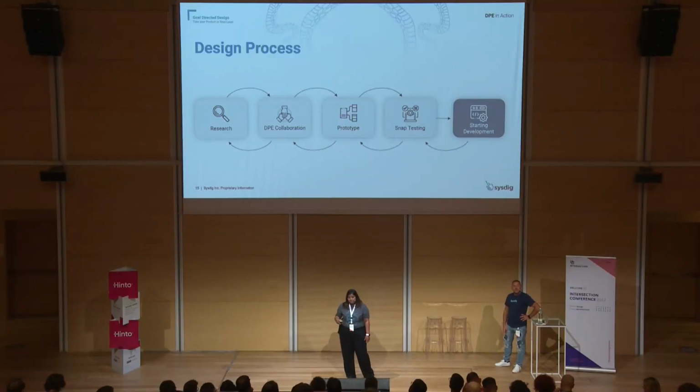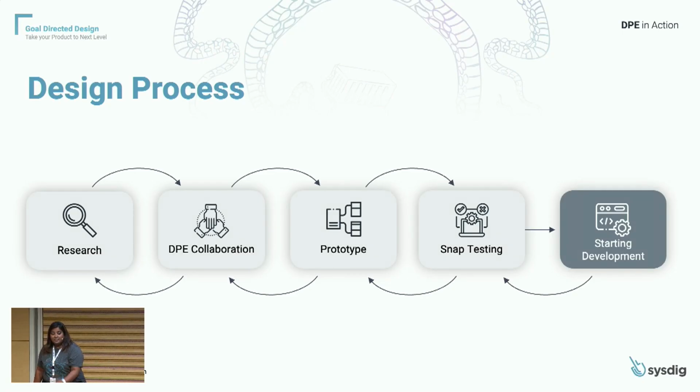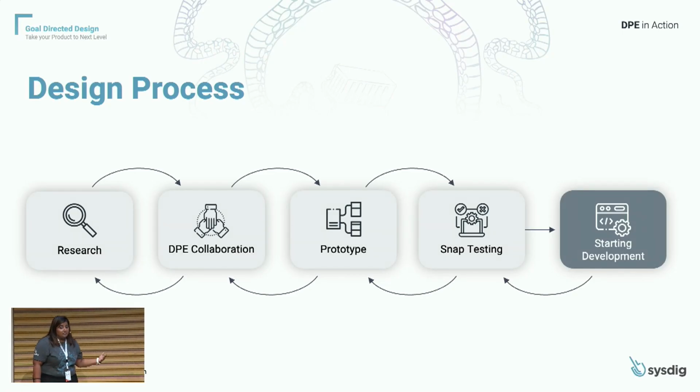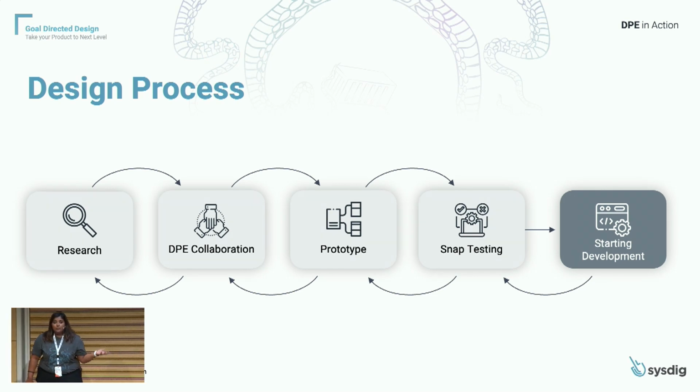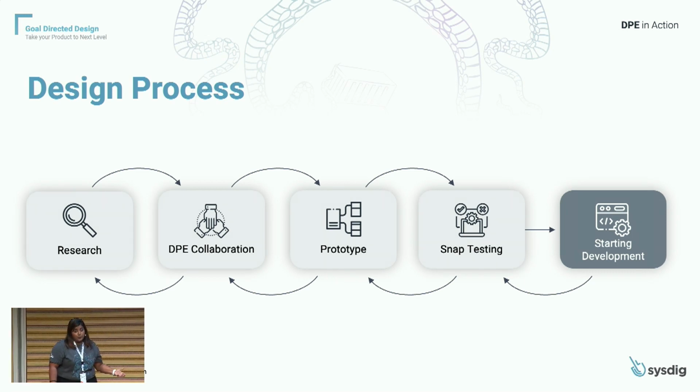If I summarize our design process, it's based on research, DPE collaboration, prototype, and testing. As you may see, there are arrows going backward as well. Not always do you get to do the feature at once. There are times that you have to come back and revisit your feature, your goals, and your prototype. And finally, hopefully, when you have a solid design, you move forward. But there are times that you have to come back again.